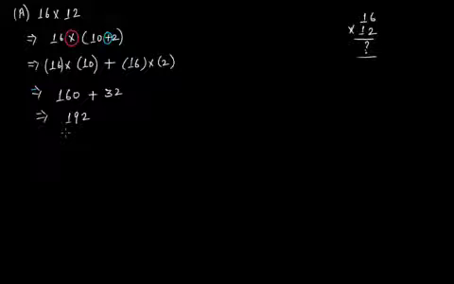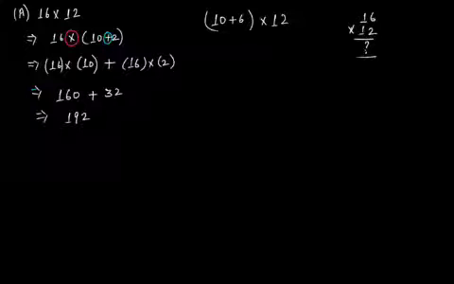There can be another way for doing this. You can write 16 as 10 plus 6, and then you multiply this by 12. Since addition is grouped together within a bracket and we have multiplication outside, it's again the distributive property of multiplication over addition.